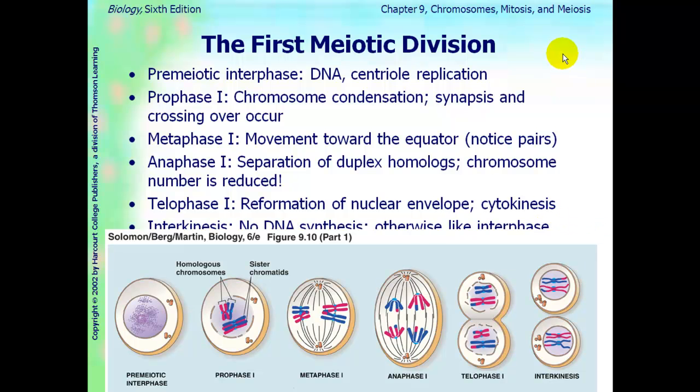We're going to end up with 4 at the end of the second division. I guess we'll end up with 4. Between telophase 1 and prophase 2, there is interkinesis. The DNA does not duplicate again. It's just like interphase. It just does not do the synthesis part.